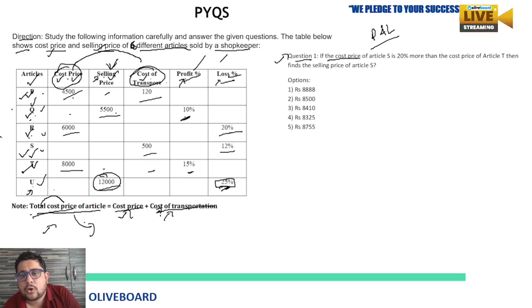Question 1. If the cost price of article S is 20% more than the cost price of article T, then find the selling price of article S.